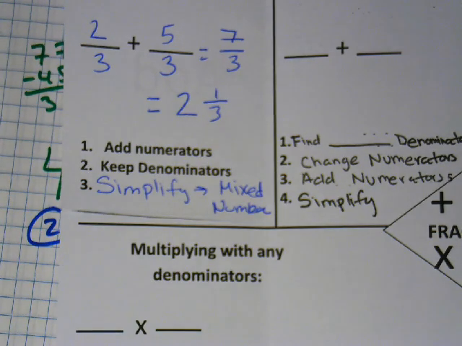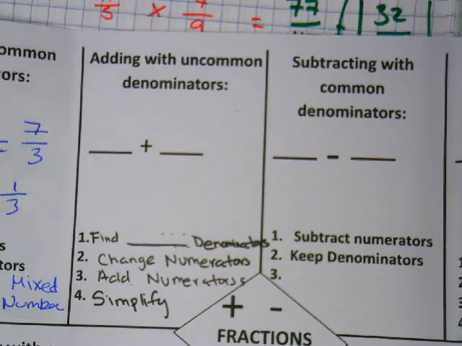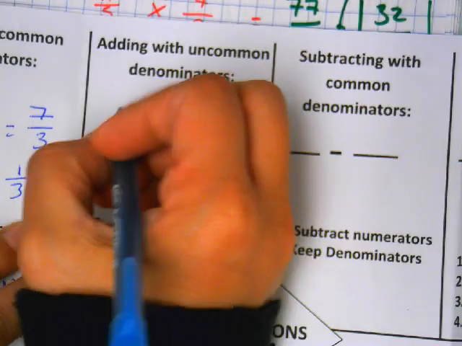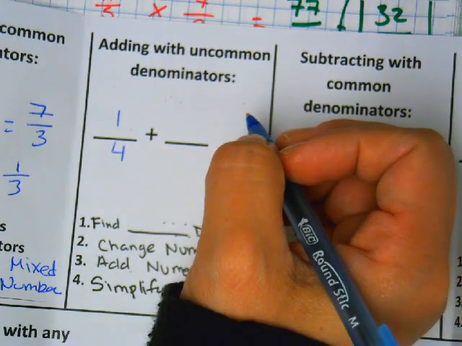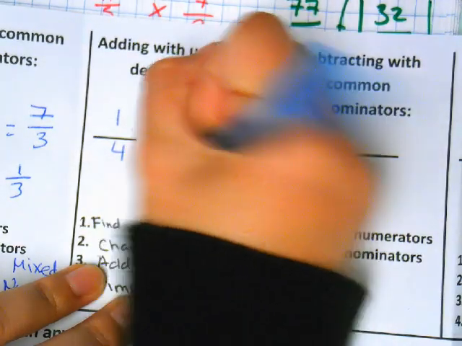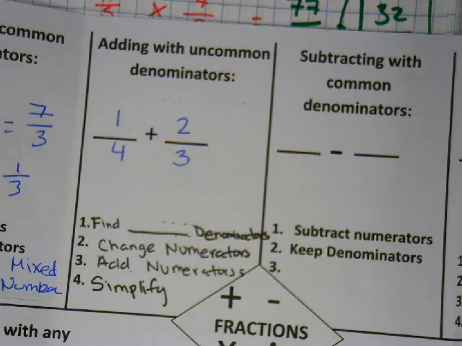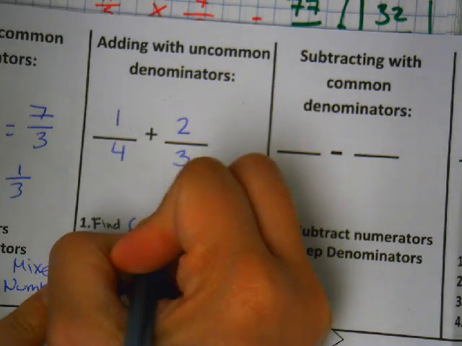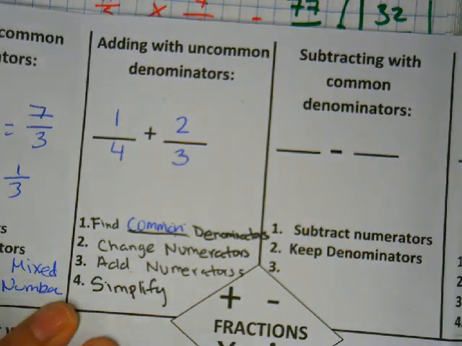All right, now adding with uncommon denominators. Let's make it easy for everybody. 1/4 plus 2/3. Now I don't like how it's written. I like my fractions vertical. All right, so find the common denominator, change numerators, add numerators, simplify. So what's our common denominator?